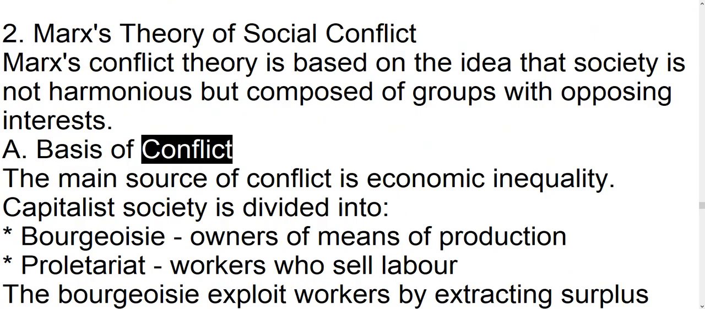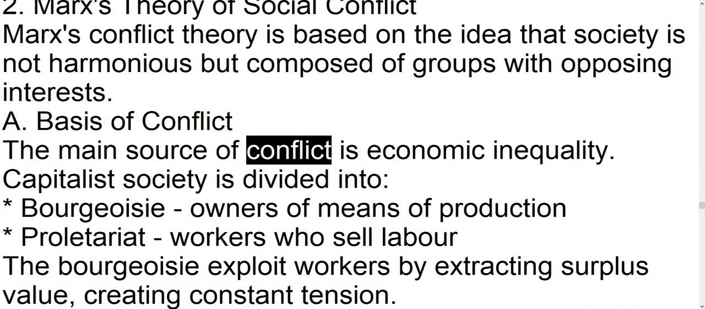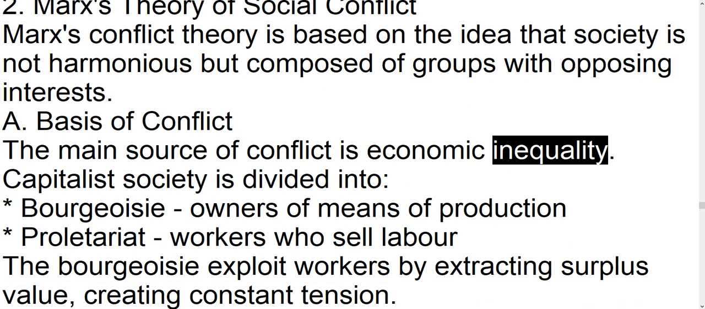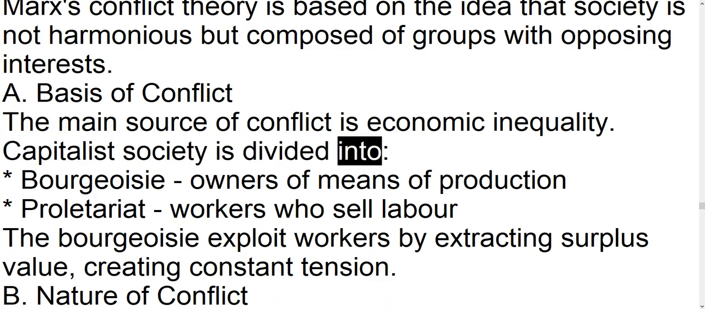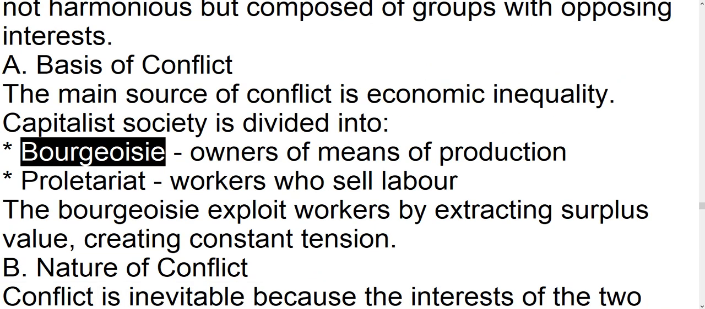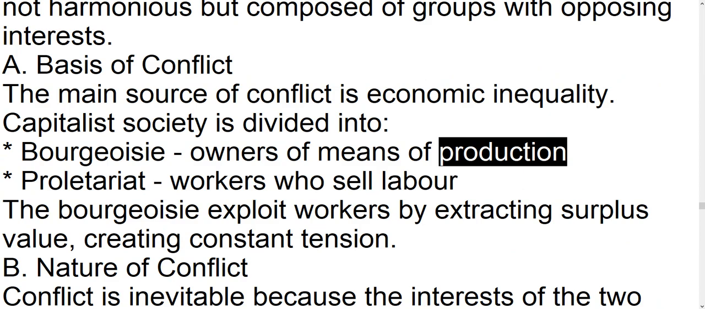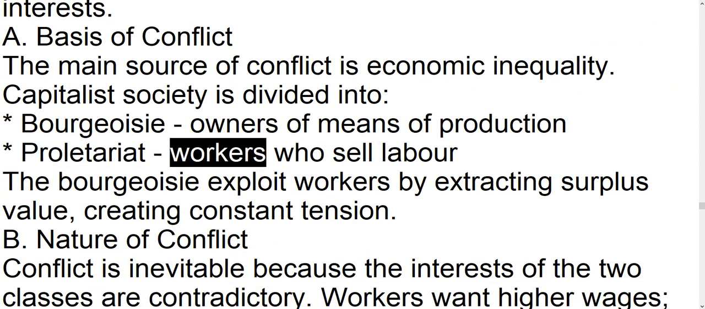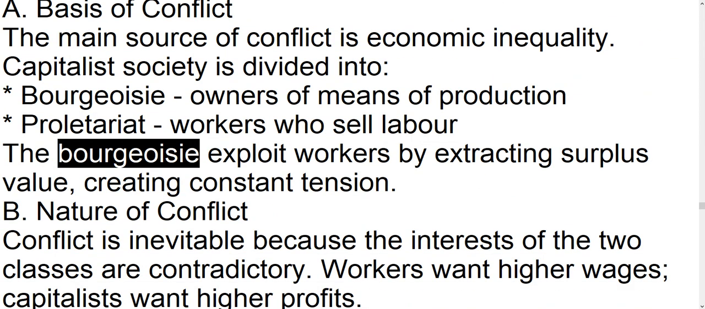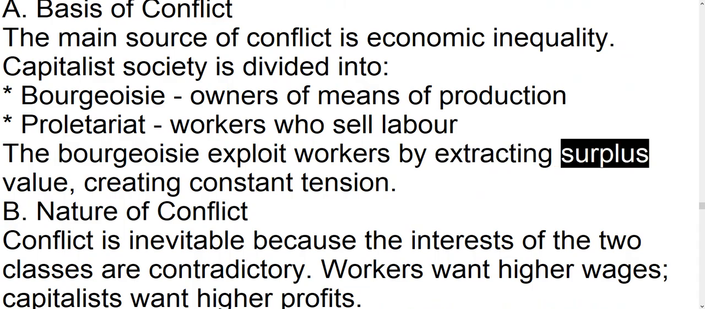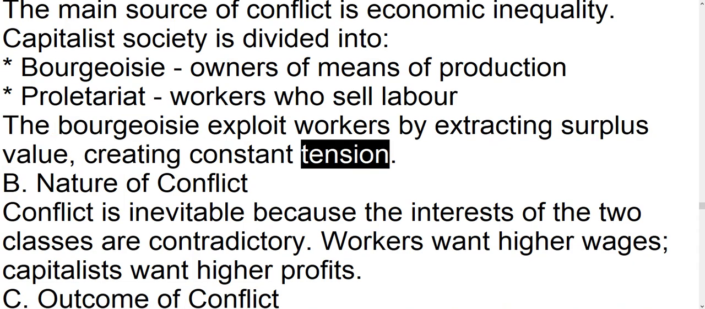A. Basis of conflict. The main source of conflict is economic inequality. Capitalist society is divided into bourgeoisie, owners of means of production, and proletariat, workers who sell labor. The bourgeoisie exploit workers by extracting surplus value, creating constant tension.